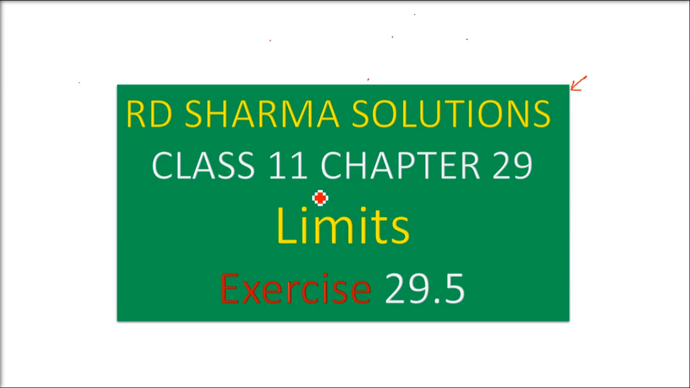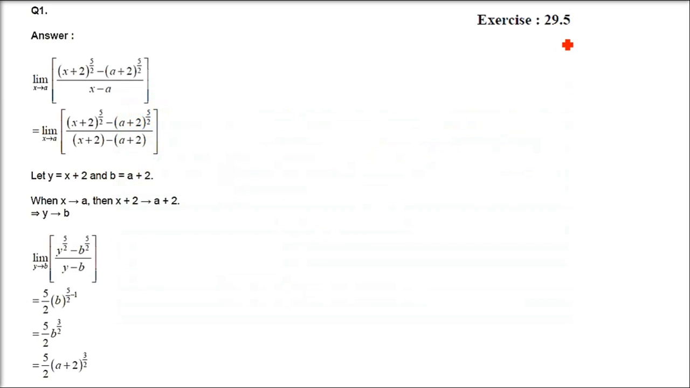This is R.D. Sharma solution, class 11, chapter 29, Limits, exercise 29.5. Now in this exercise 29.5, there is one thing which is going to come again and again.